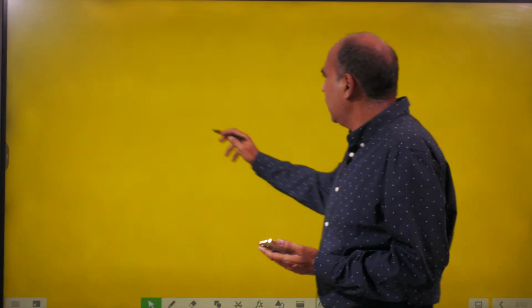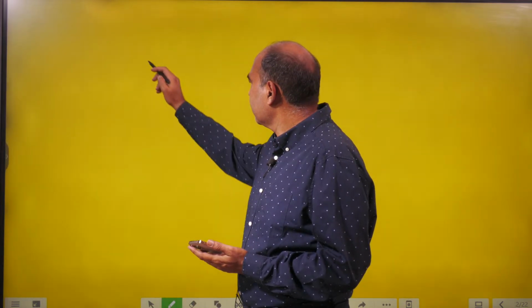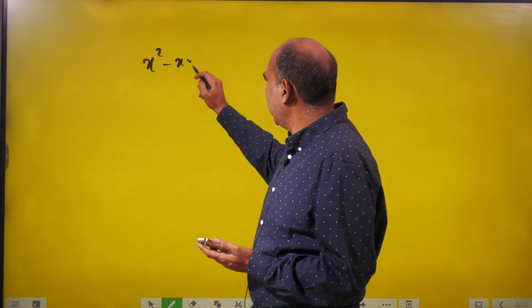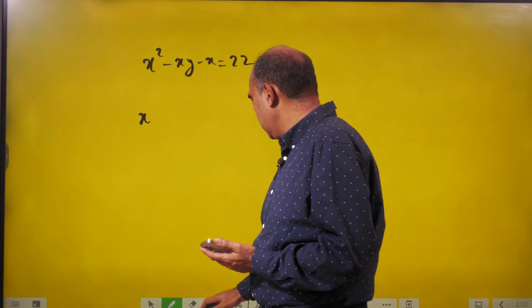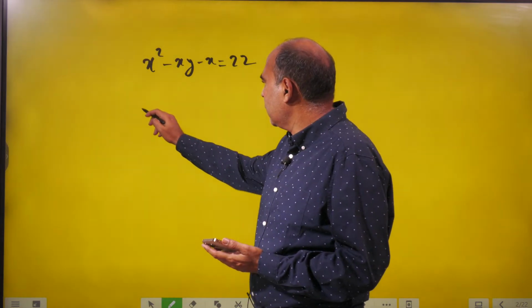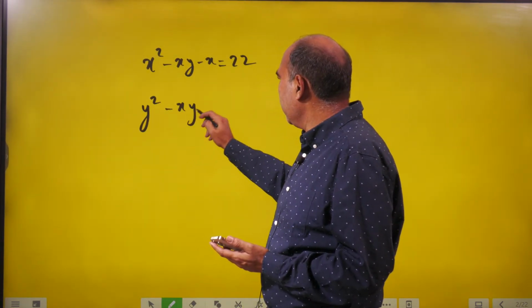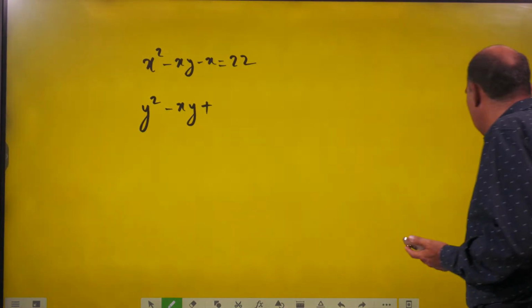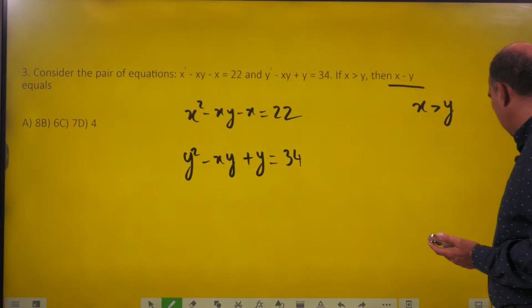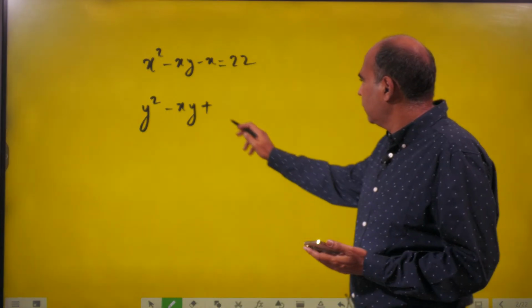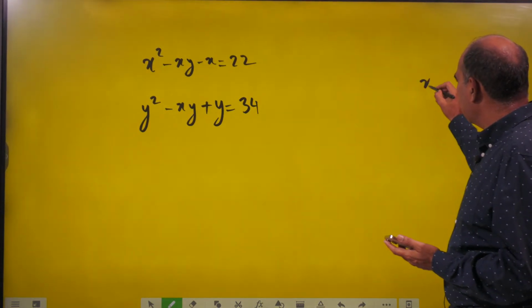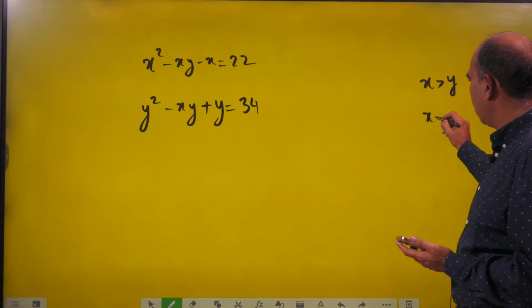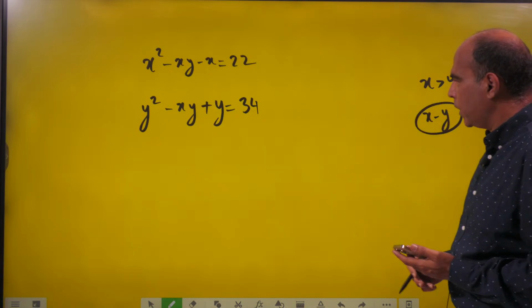So x square minus xy minus x is equal to 22, y square minus xy plus y is equal to 34. And it's given to us that x is greater than y, and the target value we are being asked is the value of x minus y.